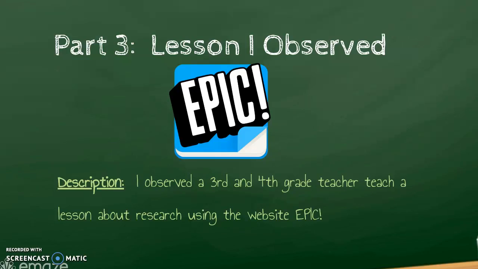For example, this teacher showed students how to change their search results to show only nonfiction books related to their search terms. Students were amazed at the amount of books that were on Epic.